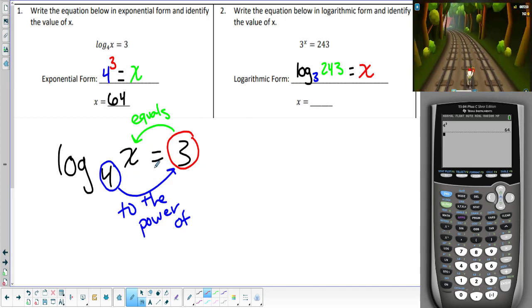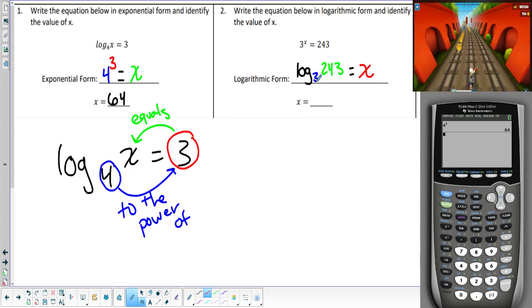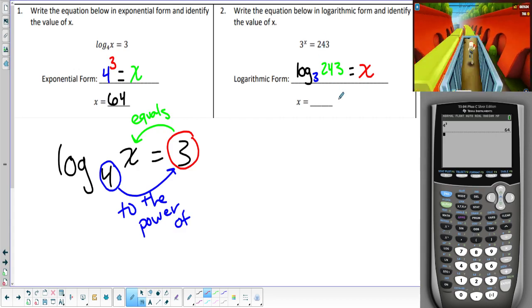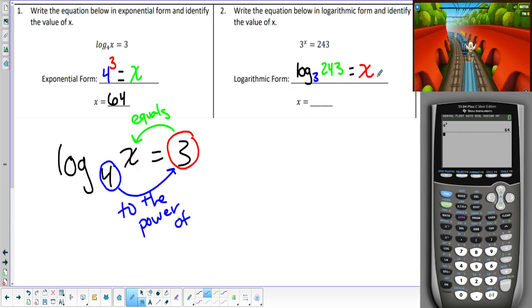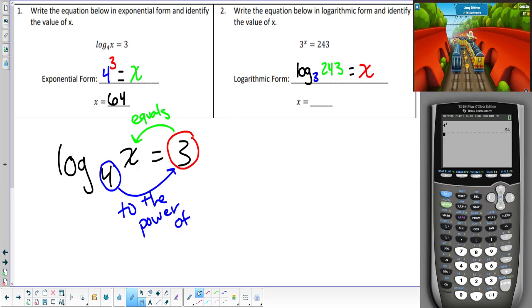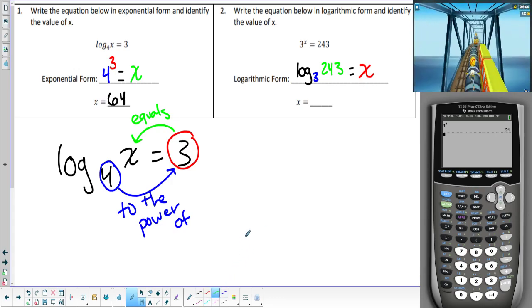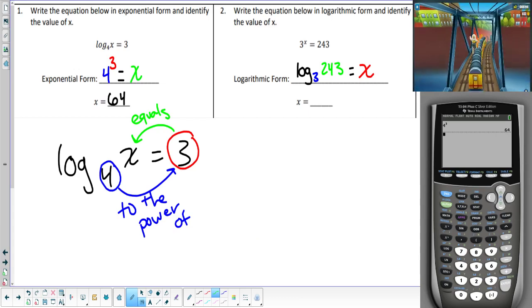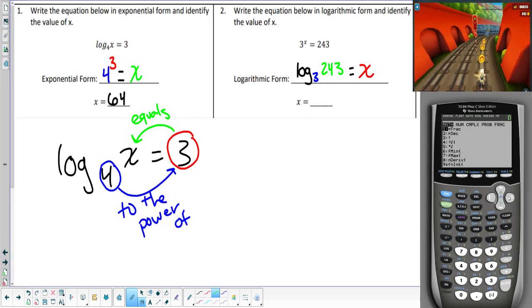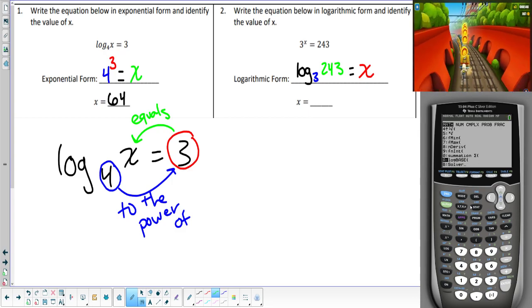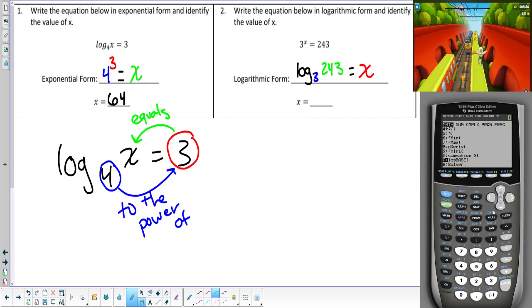I kind of thought in my mind, well, to convert from this to this, 3 to the power x equals 243. That's what it says. And so I just need to figure out what this log is, all right? And here's how you do it on a TI-84. So you can get there, I believe, through math. If you go math and then it's one of the numbers, it's a log base. That's a lot of scrolling though.